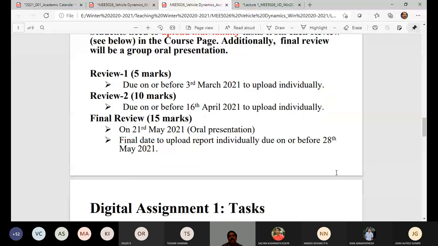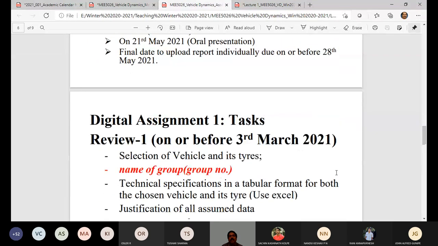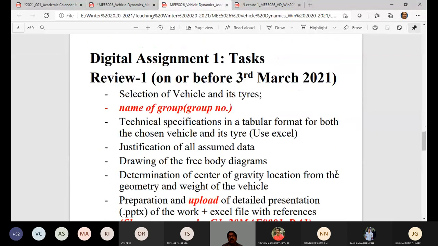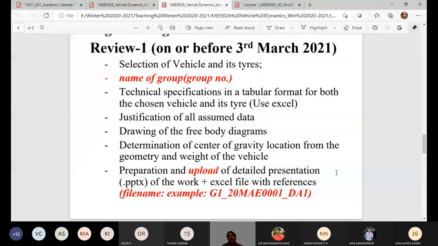So what are the tasks for digital assignment 1? You need to select a vehicle and collect the details of its technical specification, particularly the tires and the dimensions of the tires. You may use a table to present your data. You may not put a screenshot.